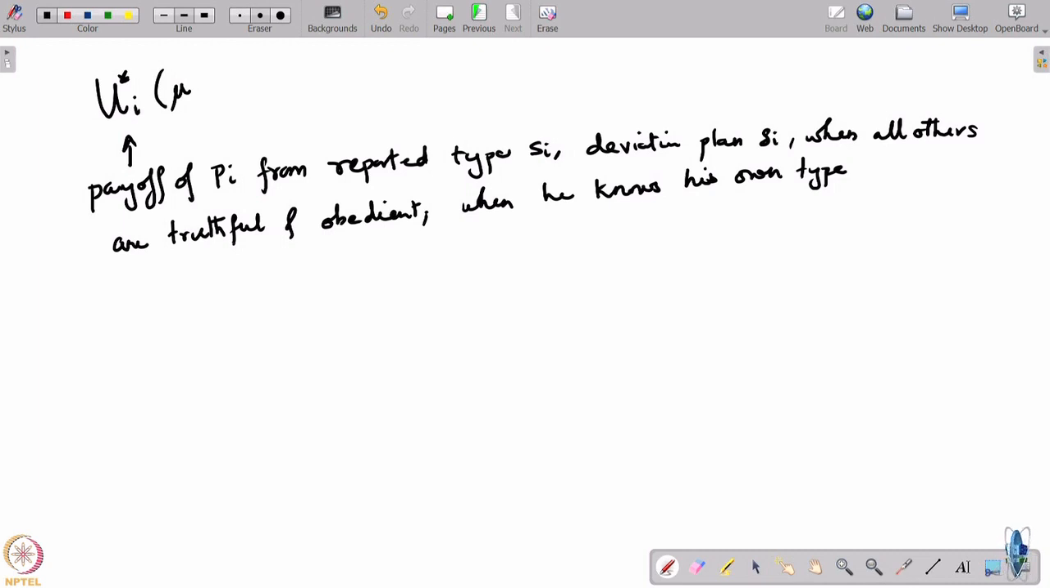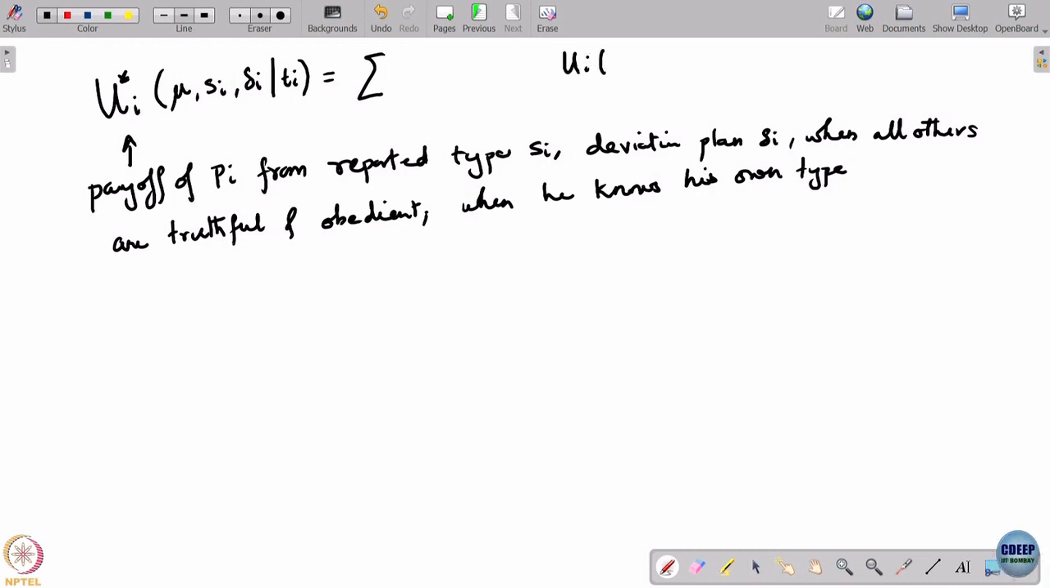So this will be a function of mu, which is the mediation plan. It will be a function of player I's reported type SI. It will be a function of the deviation plan delta I, and given his own type TI, once he has come to know his own type. So when he comes to know his own type, he has to pick a reported type. All right, so what is this? Let's write this.